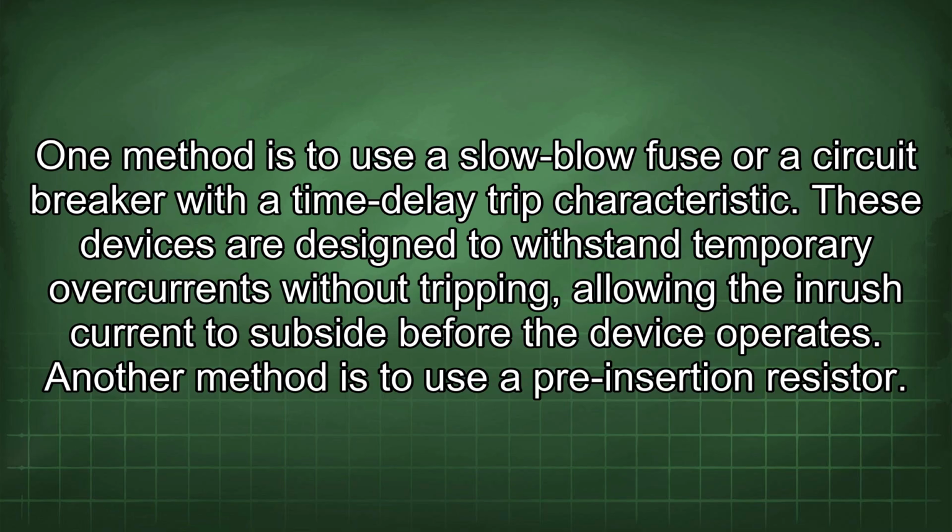One method is to use a slow-blow fuse or a circuit breaker with a time delay trip characteristic. These devices are designed to withstand temporary overcurrents without tripping, allowing the inrush current to subside before the device operates.